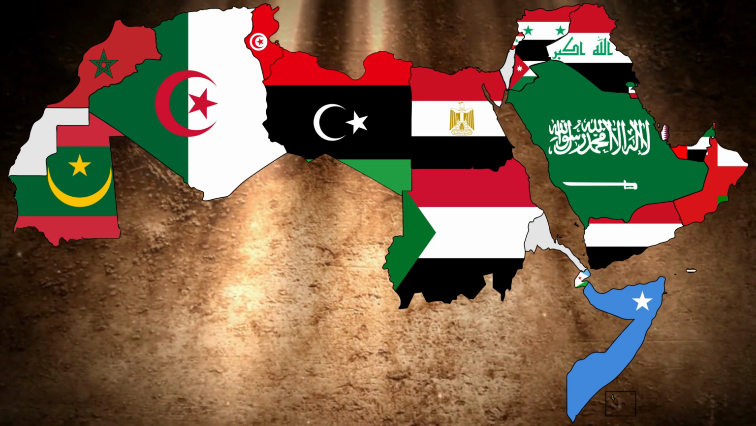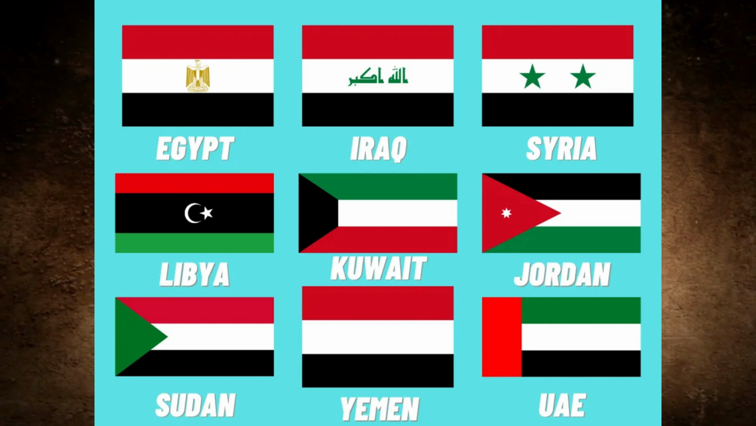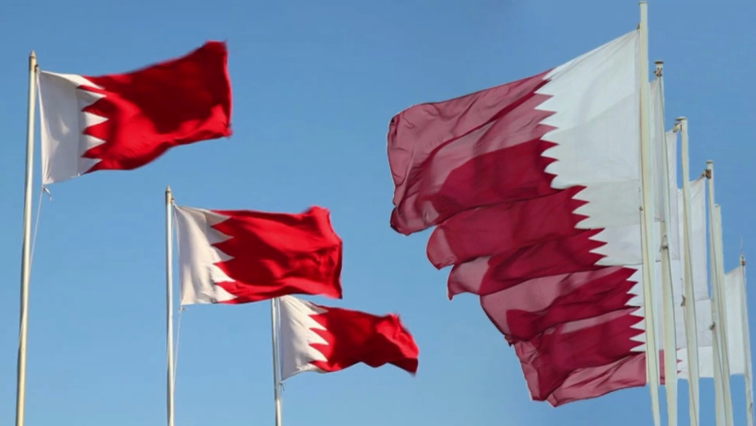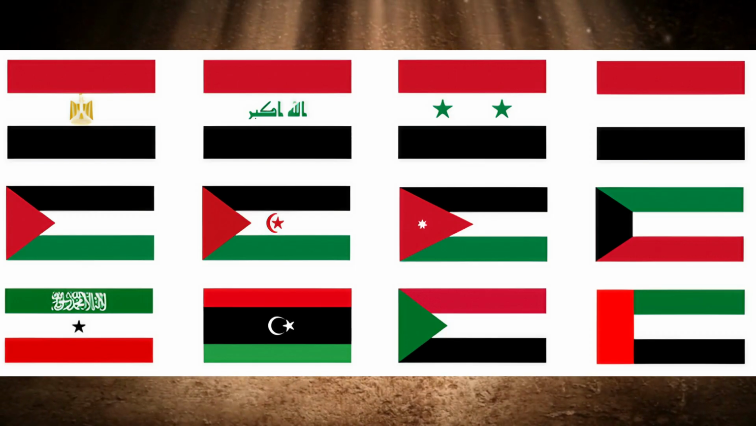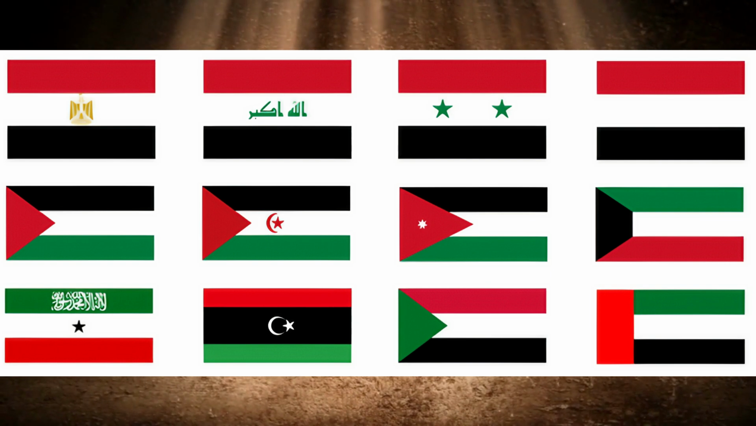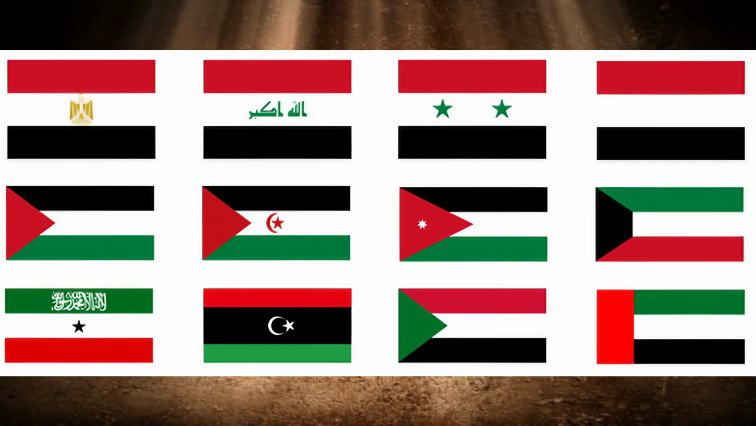For example, the three flags of Yemen, Egypt, and Iraq, or those of Jordan and Palestine, or those of Qatar and Bahrain. And the whole thing is not random, of course, but has a very specific reason. So what is it about the Arab flags, and why do they all look so similar? We'll unravel this mystery together in today's video.